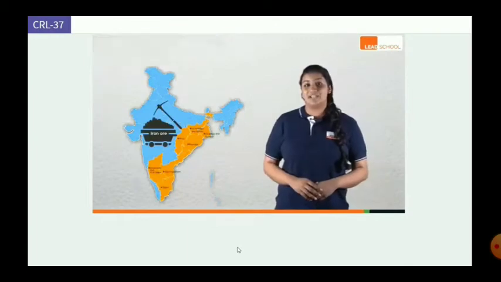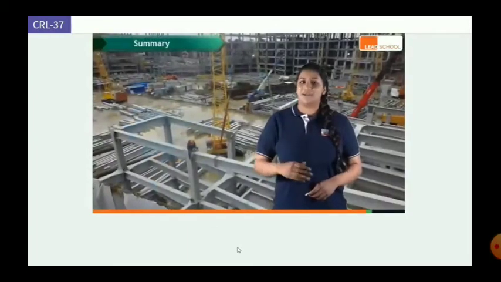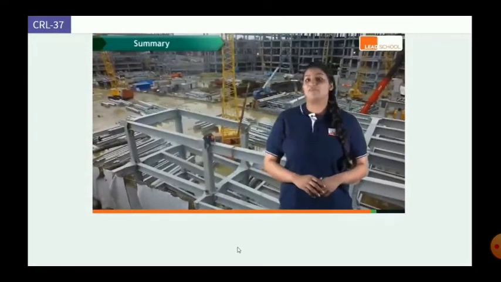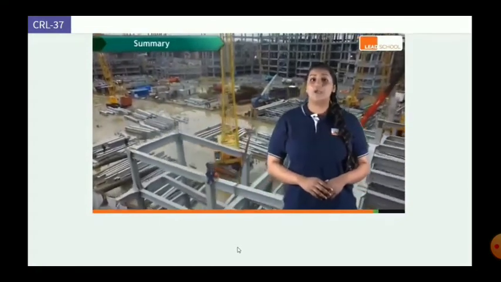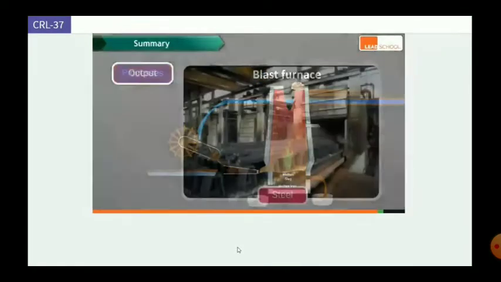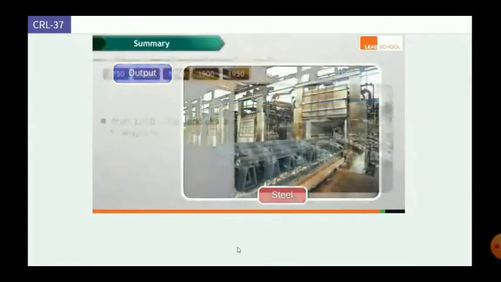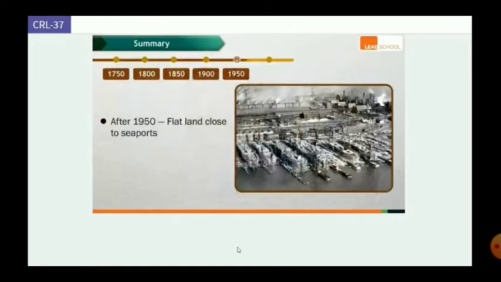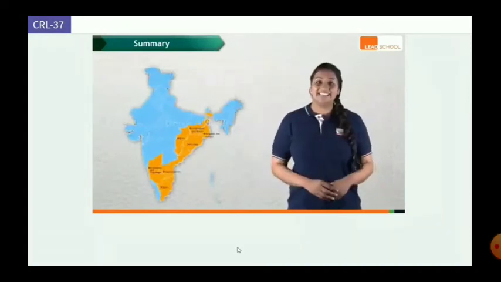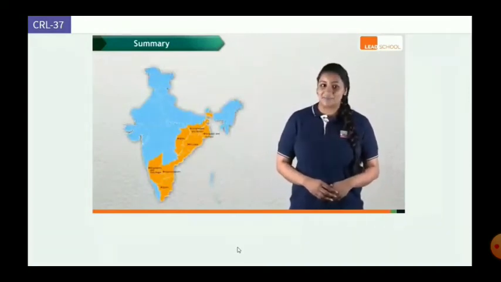So we saw how over time the iron and steel industry has become the backbone of modern civilization. We also saw the inputs, processes, and outputs of the industry and how its location has changed over the years. And finally, we learnt about all the iron and steel centers located in India.